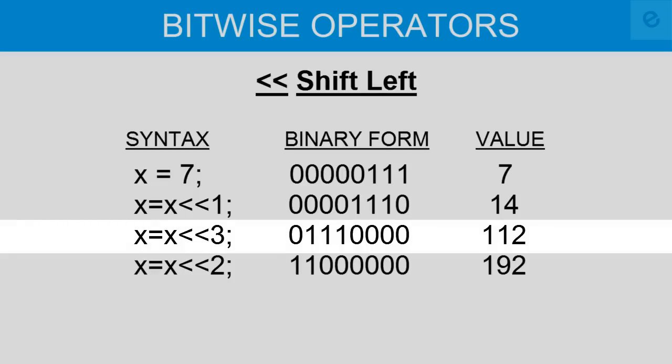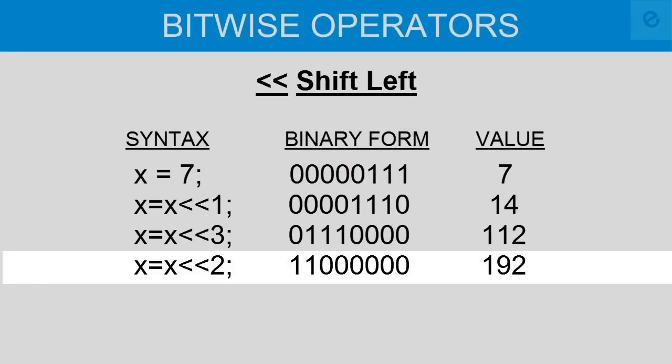Now on the third line you can see that x is left shifted by 3 places. You can see it has been highlighted on the screen, and now the value of x is 112. On the fourth line you can see that the value of x has been left shifted by 2 places. You can see the shifting on the screen, and also there is a loss of a bit, that is, you can see one has been lost. So the final value of x is 192.